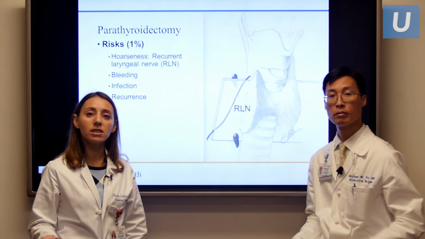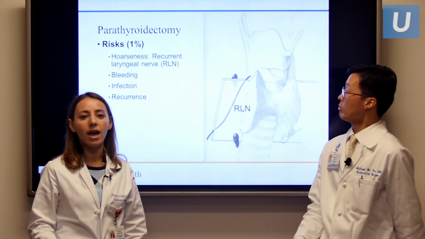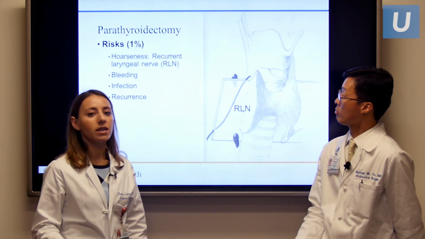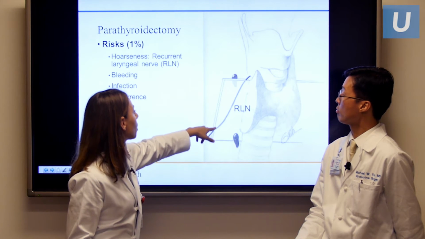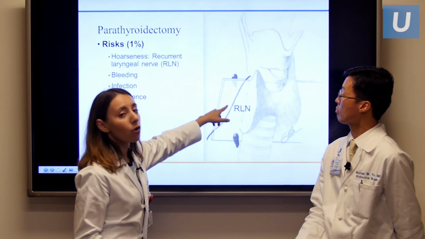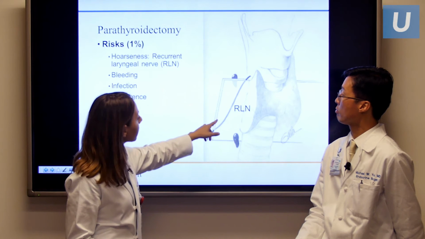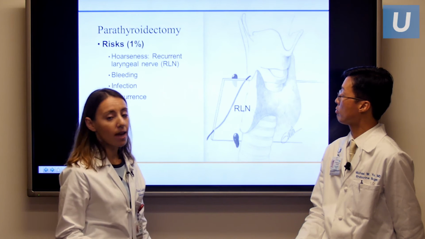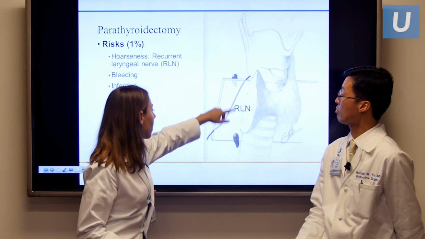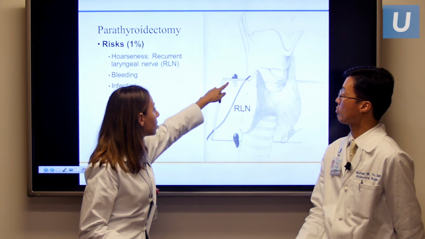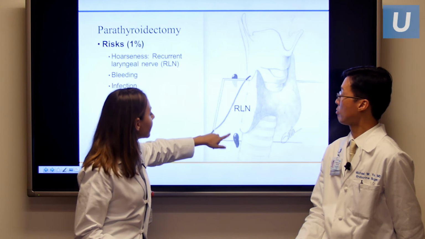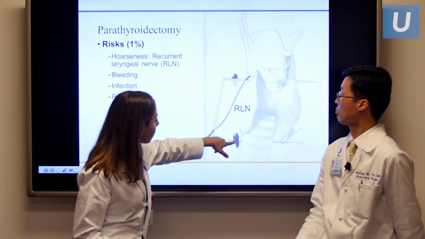There are some small risks of surgery that are important to consider, the main one being hoarseness. This structure here is the recurrent laryngeal nerve. It controls the vocal cords. So if this nerve is injured, your voice could become hoarse. And you see the relationship of the parathyroid glands. The superior one here is behind, or posterior and lateral, to the nerve, and the inferior one is anterior and medial to the nerve.